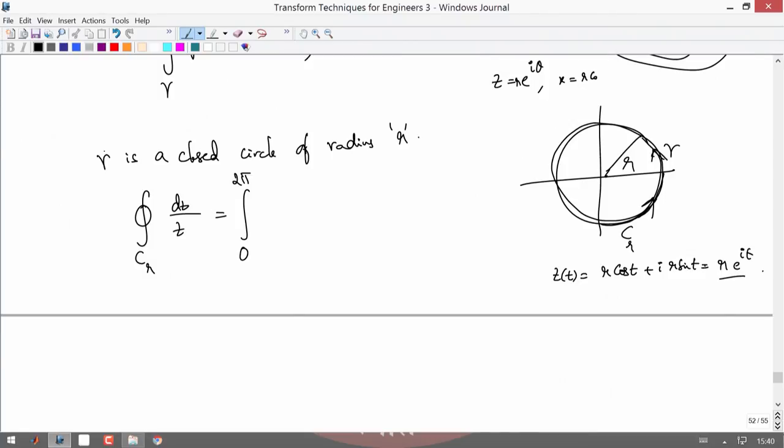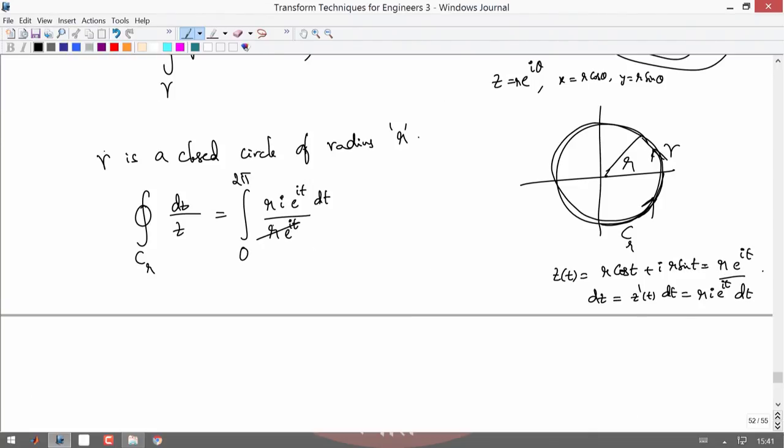So, x equals r cos theta, y equals r sin theta. Because of this, I have this representation here. And z is a function of t, so dz you have to write as z dash of t into dt. So z dash of t is r times i times e power i t, into dt. So you write in the place of dz, r i e power i t dt, divided by r, which is r into e power i t.